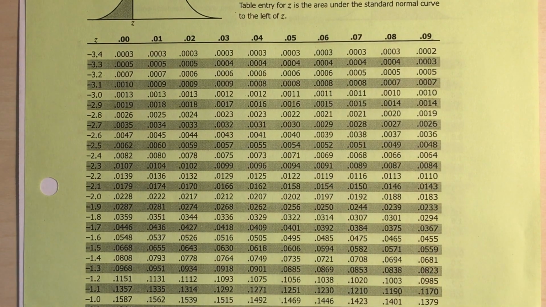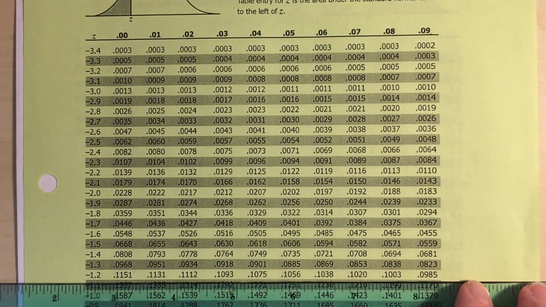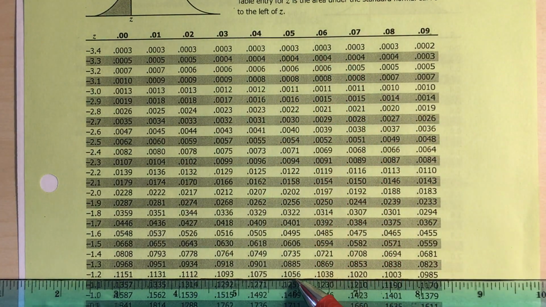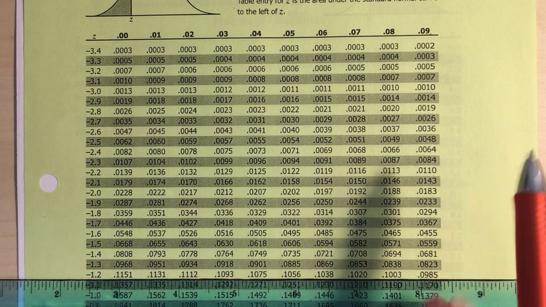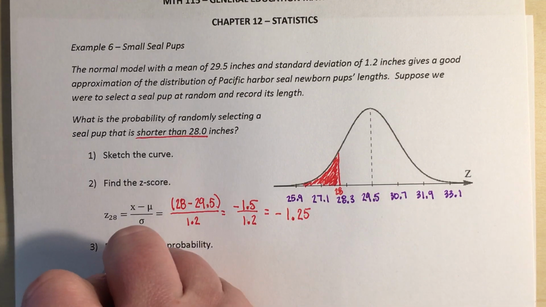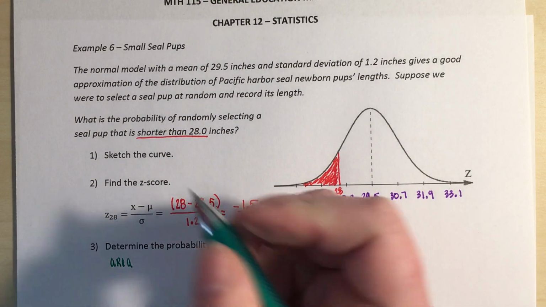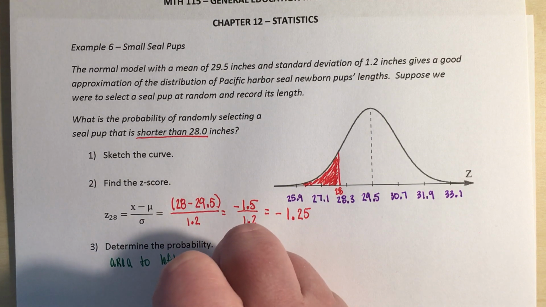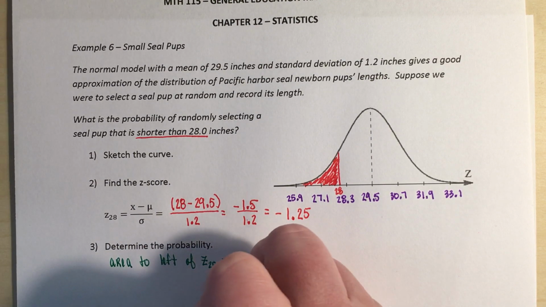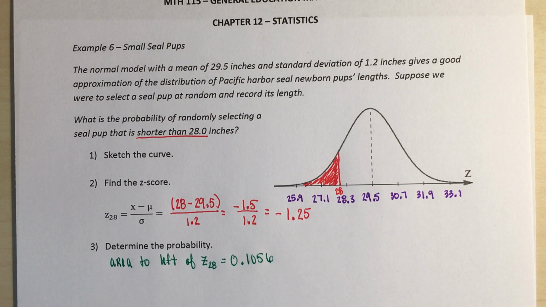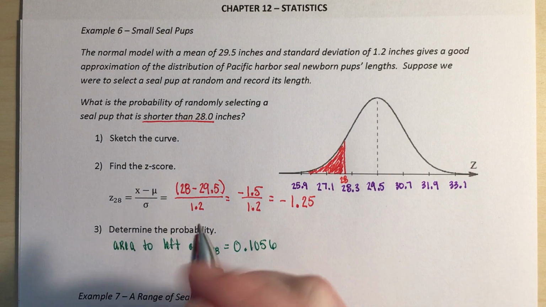Right, so we pull out our negative side of our table. Negative 1.2 is in this row here. A second decimal of 5, we come down here. We get 0.1056. So area to the left of z. Now remember, our table gives us our area to the left, so we're just going to take this and we're going to round this off, and this is going to be our answer to our question.